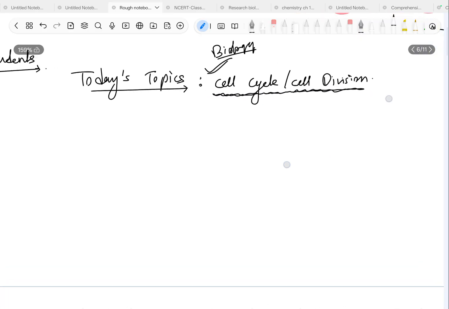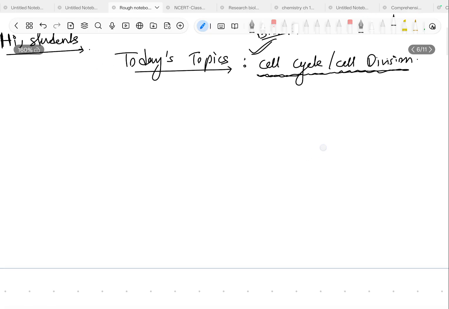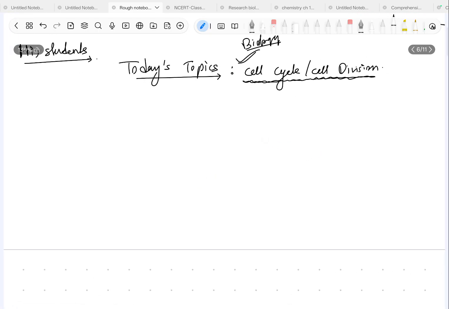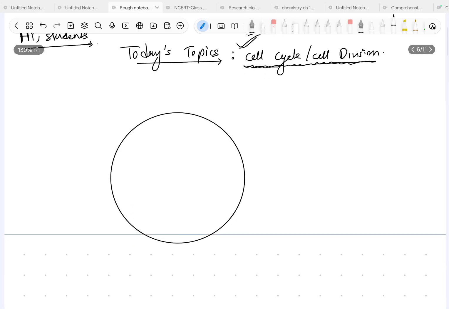So, like cycle, what is a cycle? First of all, what is a cycle? We'll draw a circle. First we are drawing, let me give you the basics. This is a circle and this is an object, which is a living organism.